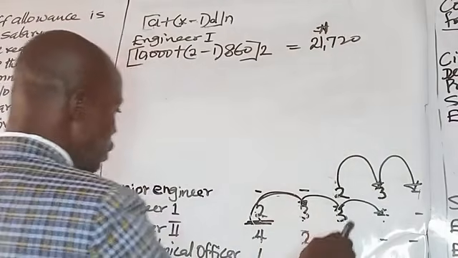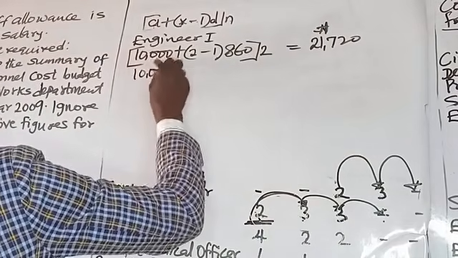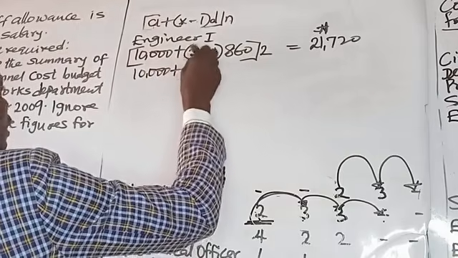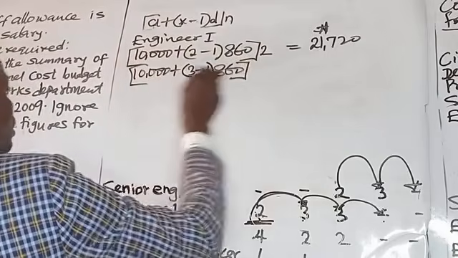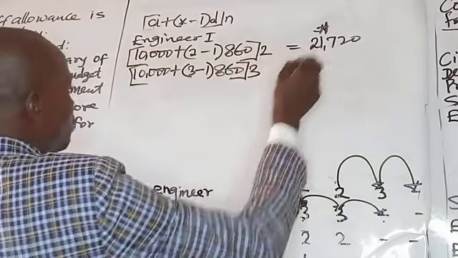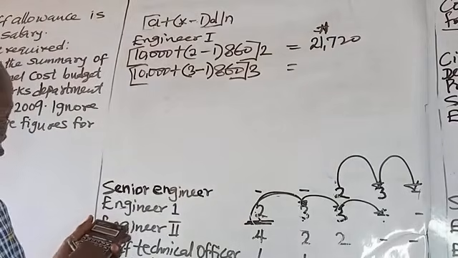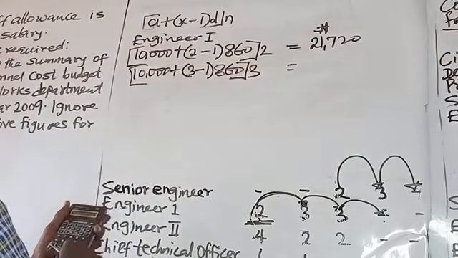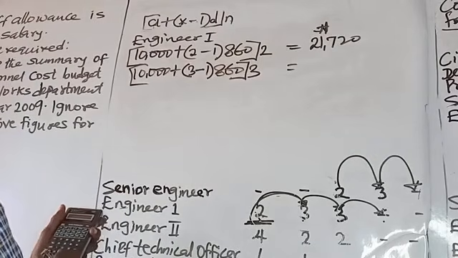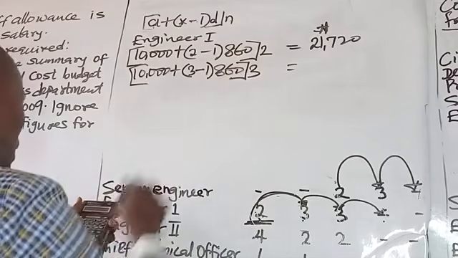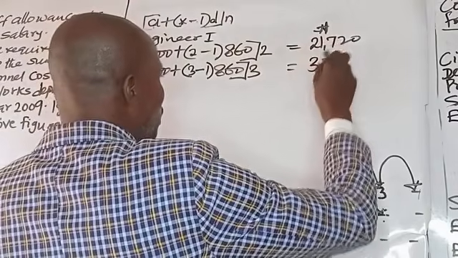Now, 3 were in step 2 before. They are now moving to step 3. So we have 10,000 plus step 3 now, minus 1 into 860. And there are 3 employees. So 3 minus 1, that is 2. 2 times 860 gives us 1,720 plus 10,000, we have 11,720 times 3 employees. So that is 35,160.